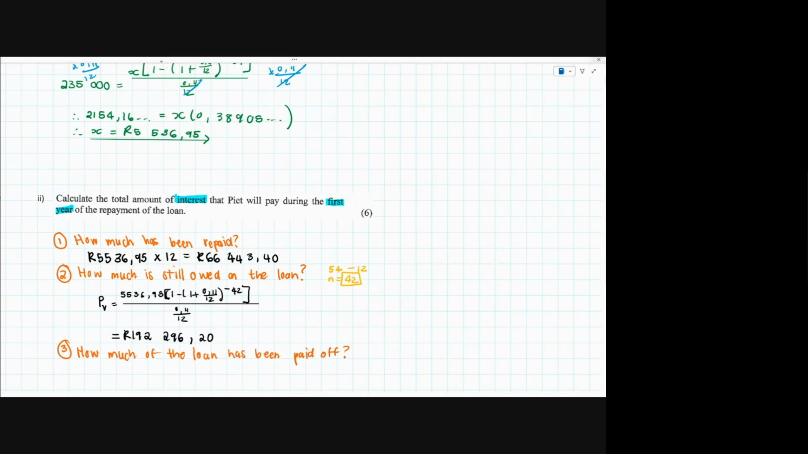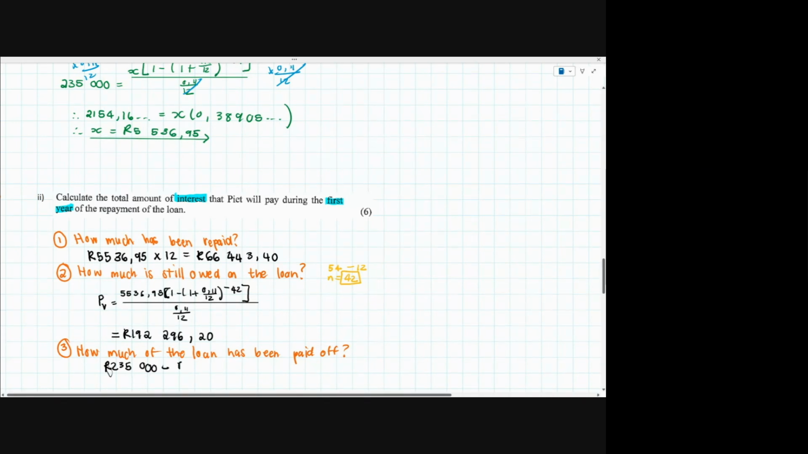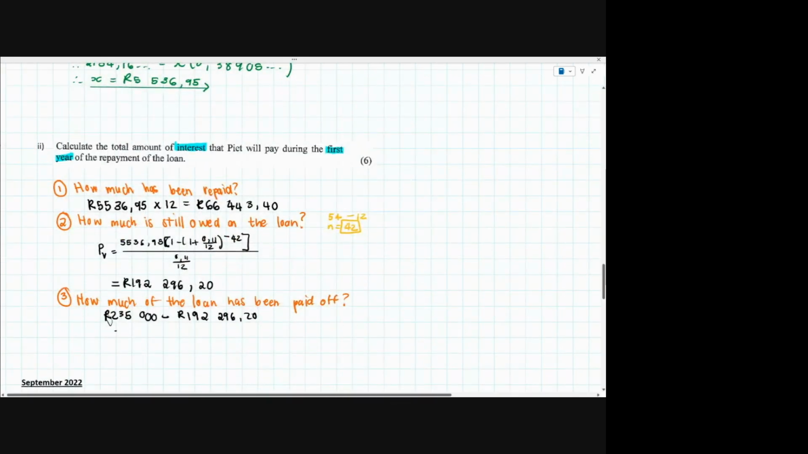Right, and so all we do here is we take the loan amount, the 235,000 Rand, whoops, sorry, and we subtract what we still owe. Apparently that's a subtraction sign. Okay. Minus. And we get that we have paid off of this original loan amount 42,703 Rand 80 cents.